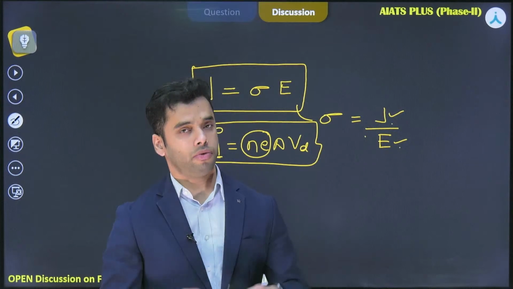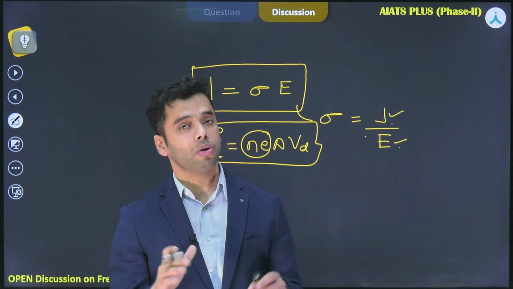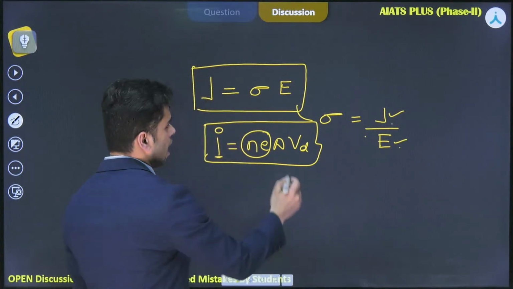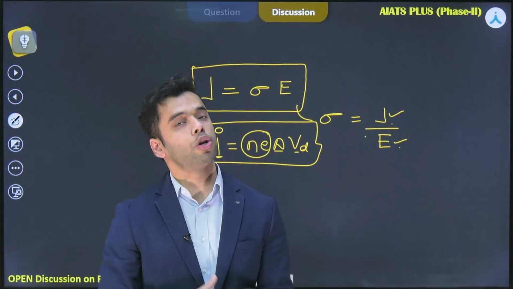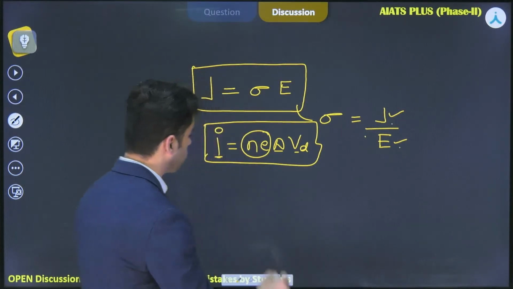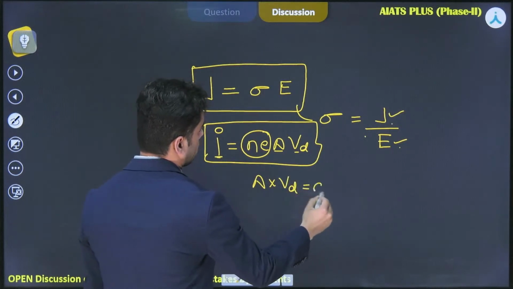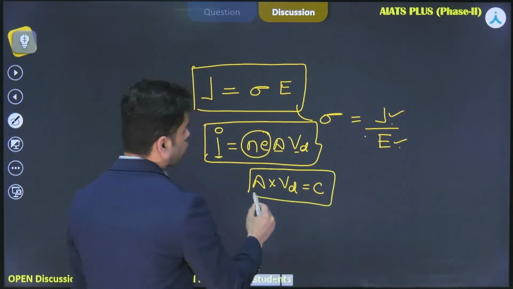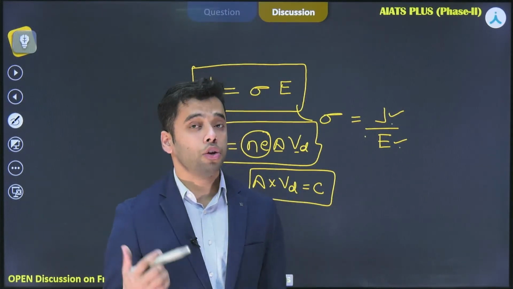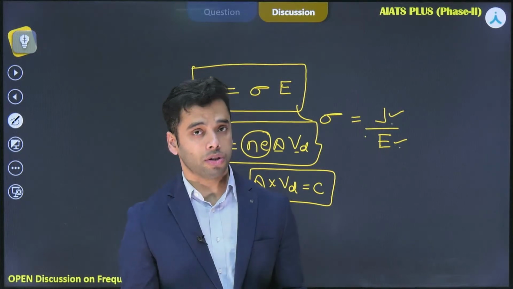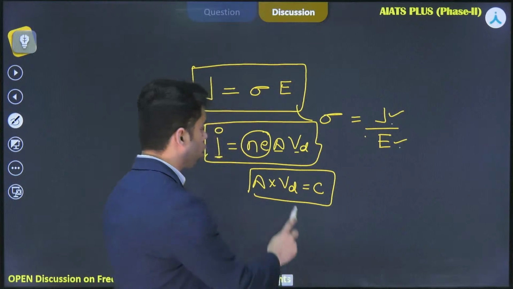The point of consideration over here is that current is going to remain constant throughout the length of the conductor, which means that the product of area of cross section into drift velocity, A into VD, should also remain constant. Now dear students, area of cross section is changing and the product needs to remain constant, which means that you also need to change the drift velocity, or the drift speed. So yes, drift speed is also going to change.